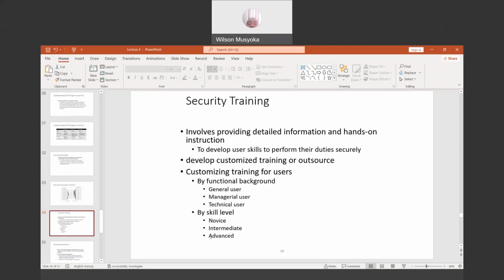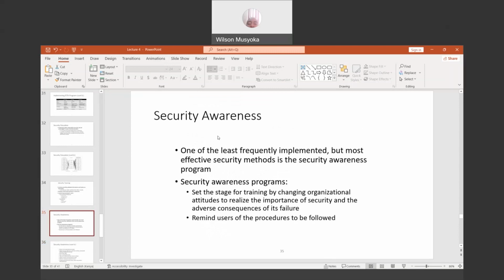So when we come to the security awareness, one of the least frequently implemented, because awareness, like we have said, is going to be short term, sometimes it is not implemented as it should be or regularly as it should be implemented, because sometimes it seems like it is not important, but like we can see here, it is going to set the stage for training, and it is also going to remind users of the procedures to be followed. That is why it is very important.